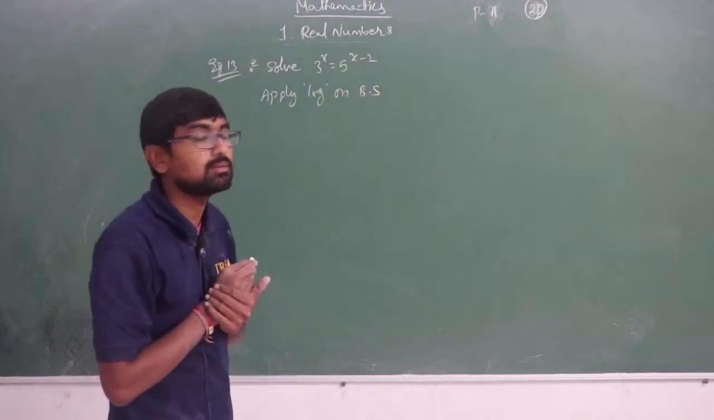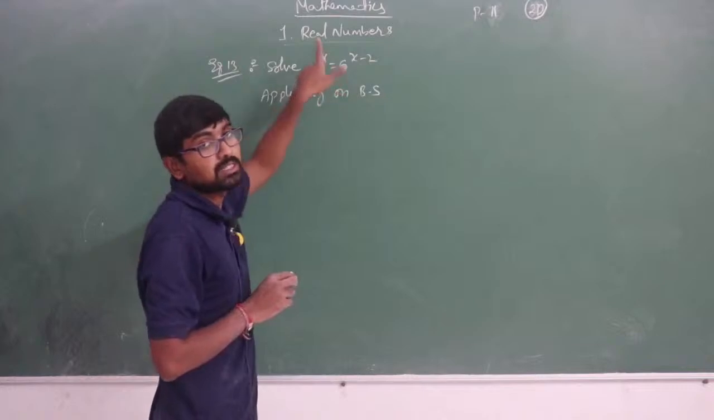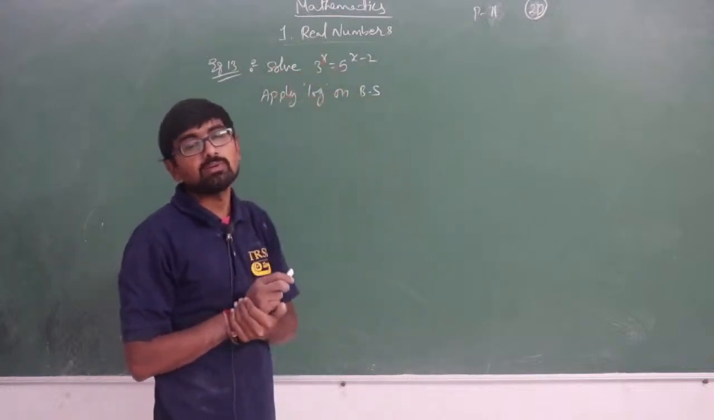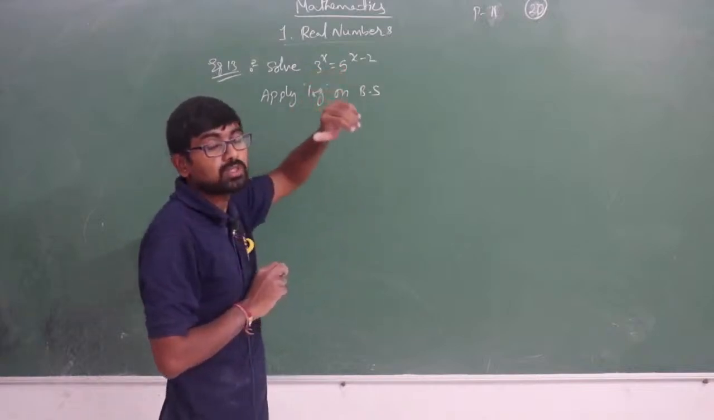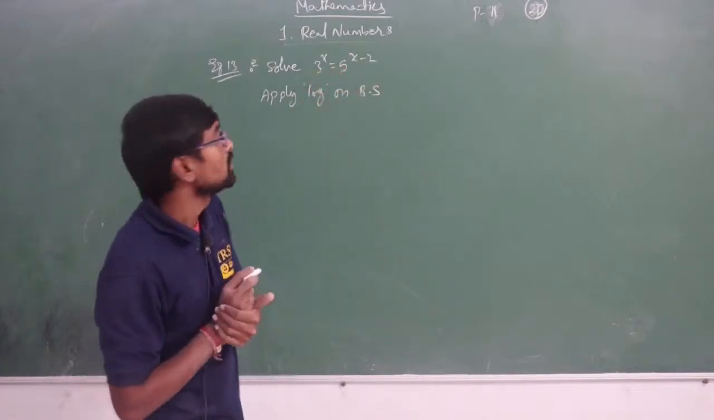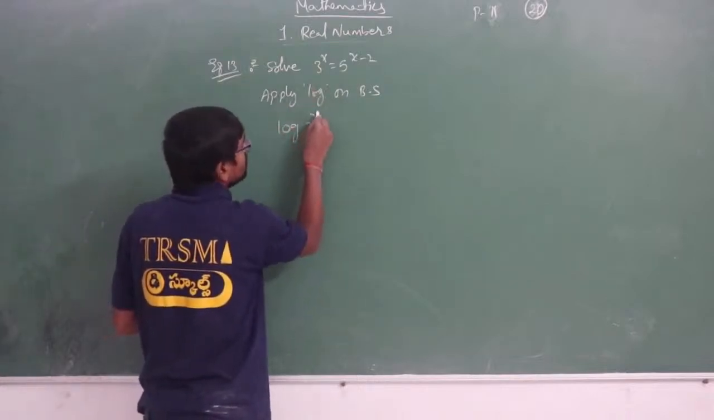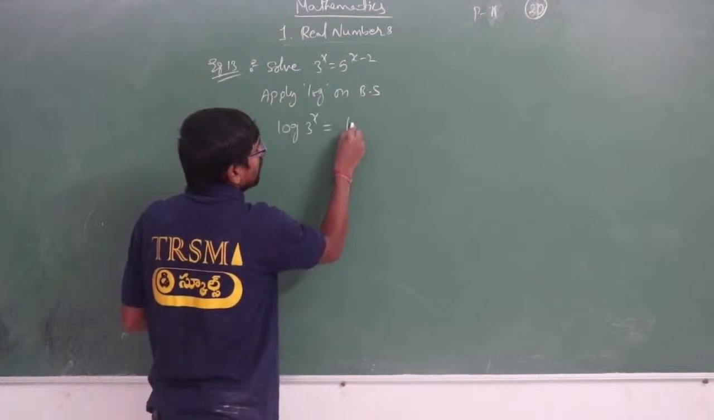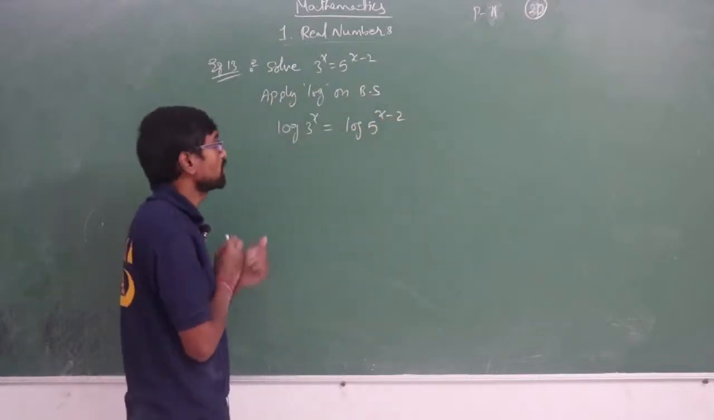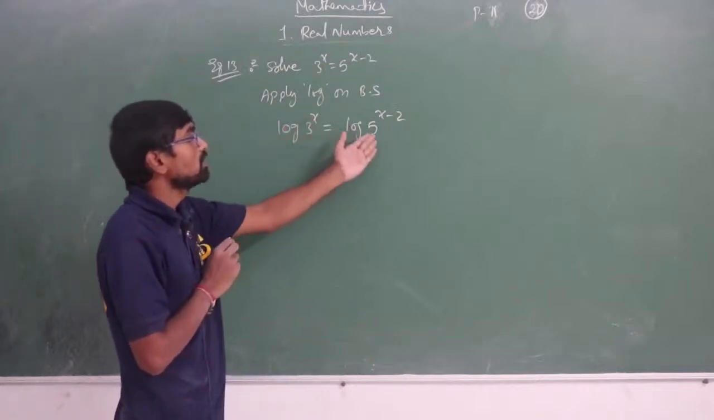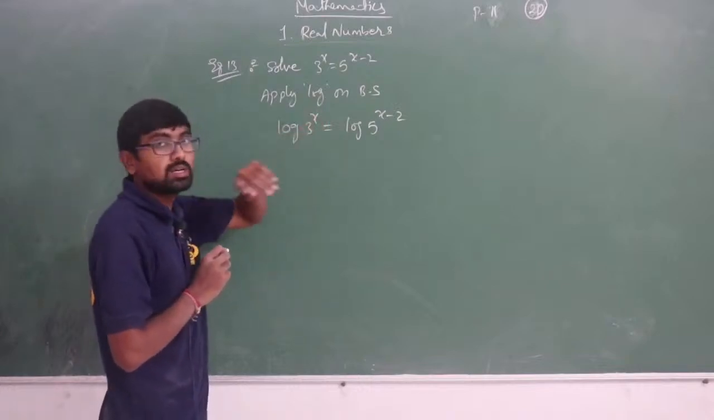Why am I applying the logarithm? Because in the question the variable lies in the power. Whenever the variables are lying in the power, we solve such types of questions by using logarithms. So when I apply logarithm on both sides, I will get log 3 power x equals log 5 power x minus 2. I have converted it into logarithmic form.